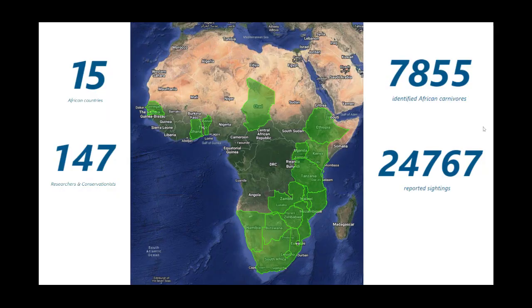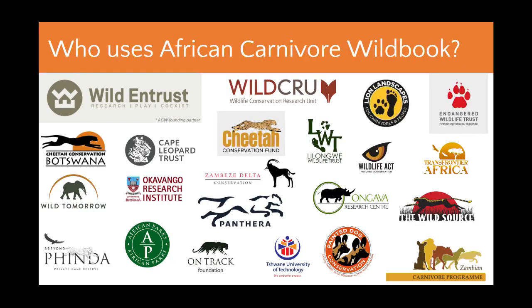ACW is being used to study carnivores in 15 African countries by almost 150 researchers and conservationists who have identified just under 8,000 individual carnivores from almost 25,000 sightings so far. So who uses ACW? Well, many large and small conservation organizations, educational institutions, private reserves, and many dedicated individuals.